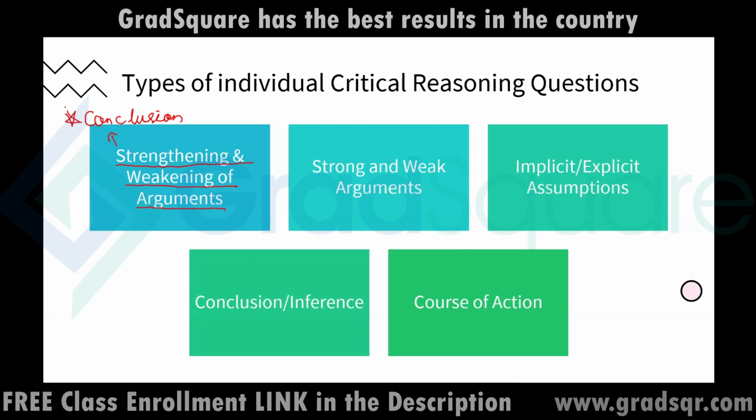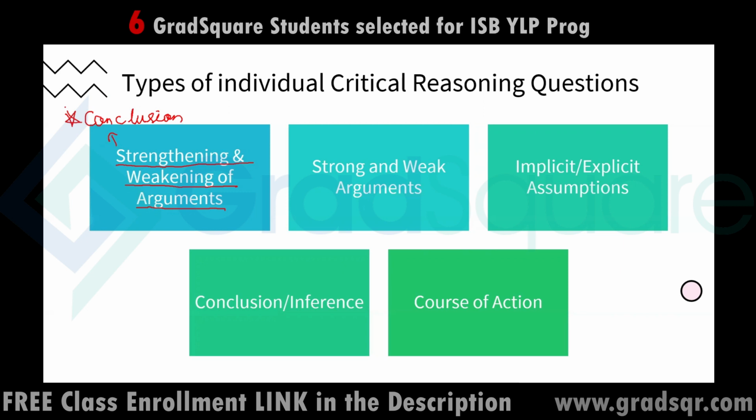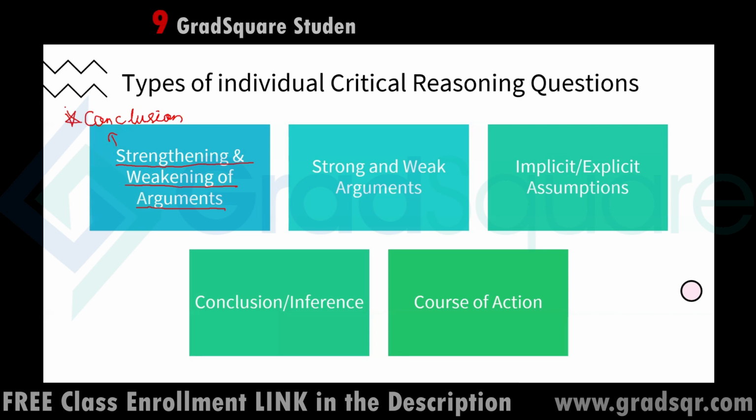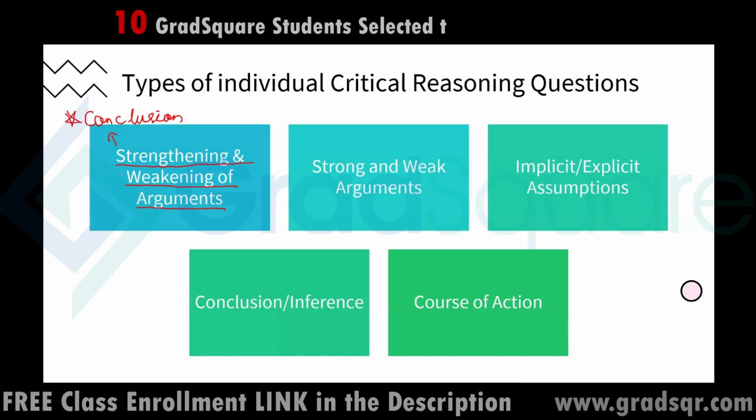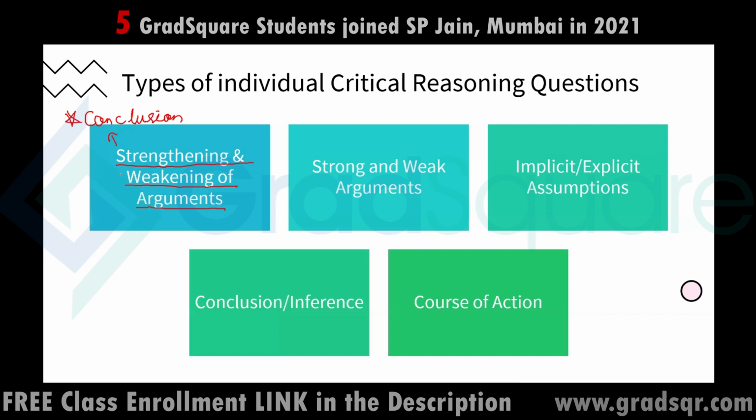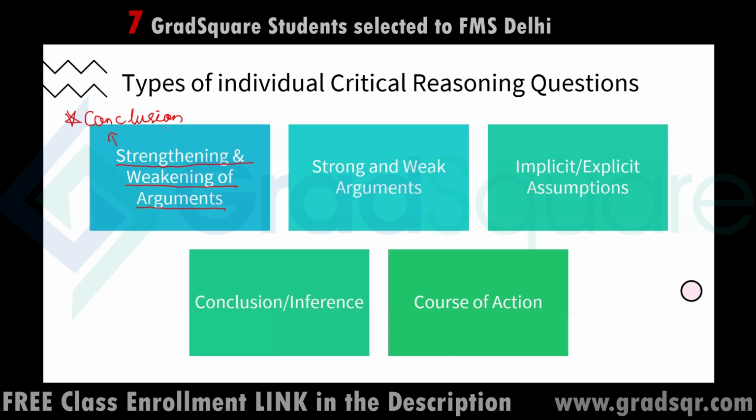Because what I have to do is assume every option to be true and, reading the options, think that if this is true, will it lead me to the same conclusion or will it lead me to the opposite conclusion? So if I'm looking to strengthen an argument, I'm looking for that particular option which, if true, gives me the same conclusion. Or if I'm trying to weaken an argument, then I'm looking for that particular option which, if true, leads me to the opposite conclusion. So in strengthening and weakening of arguments in these types of critical reasoning questions, the conclusion is the most important part that we have to focus on.